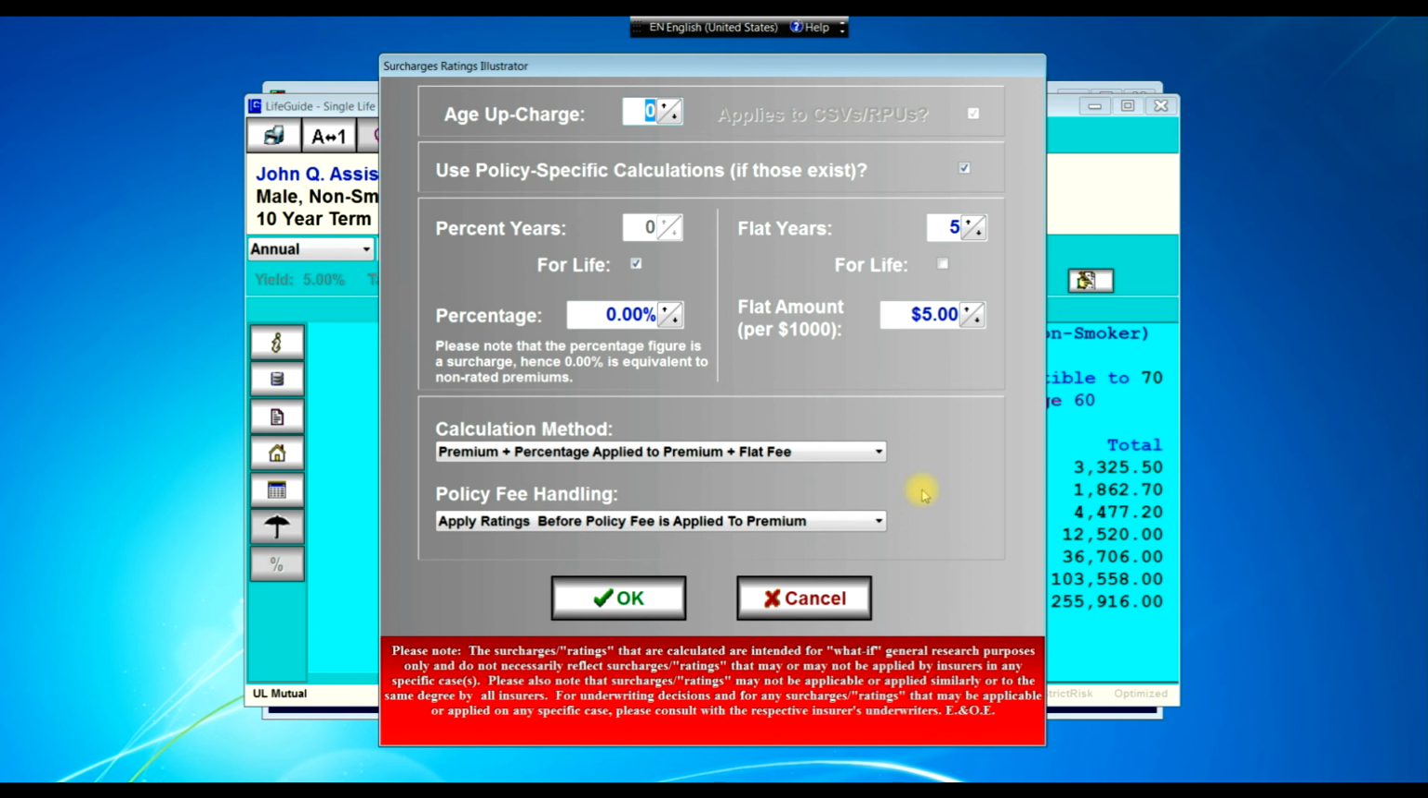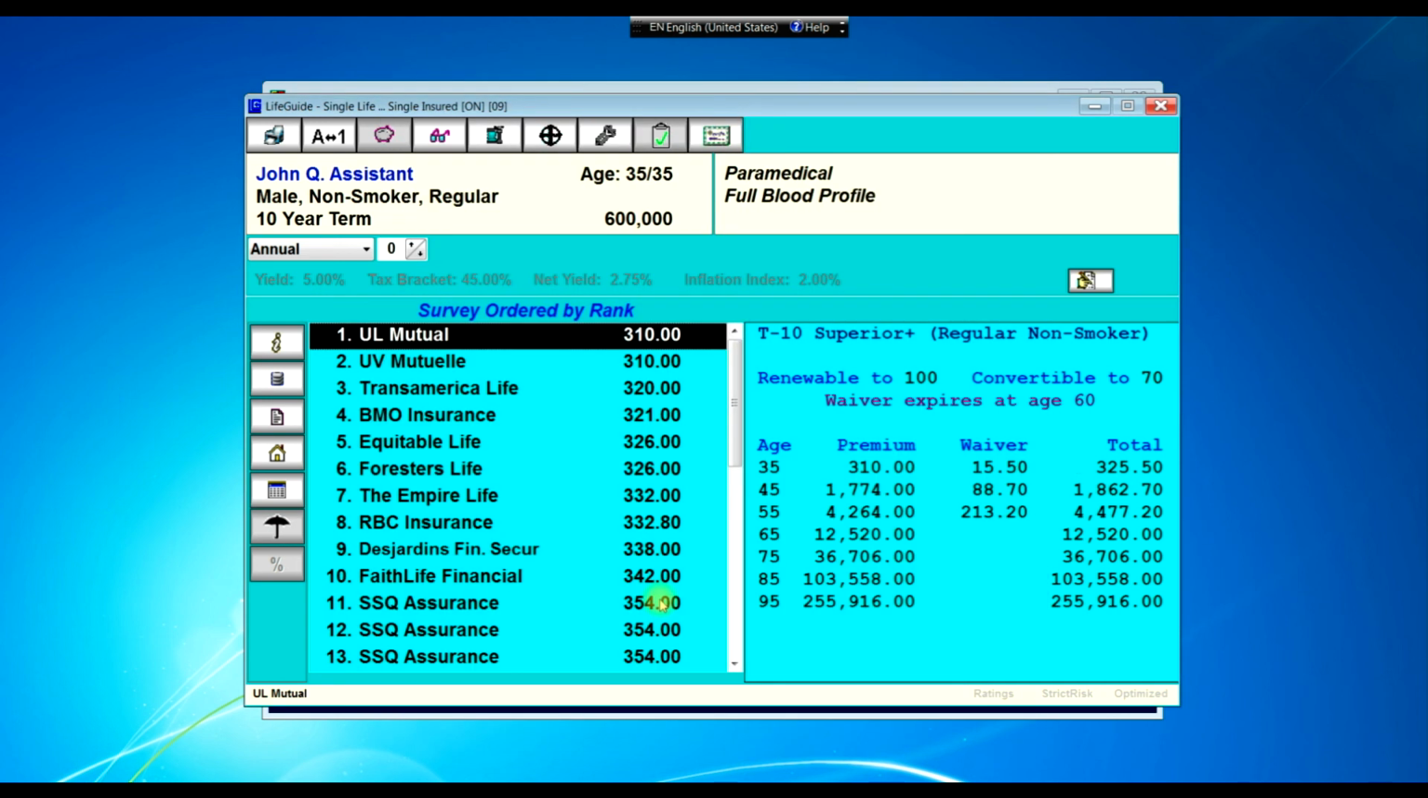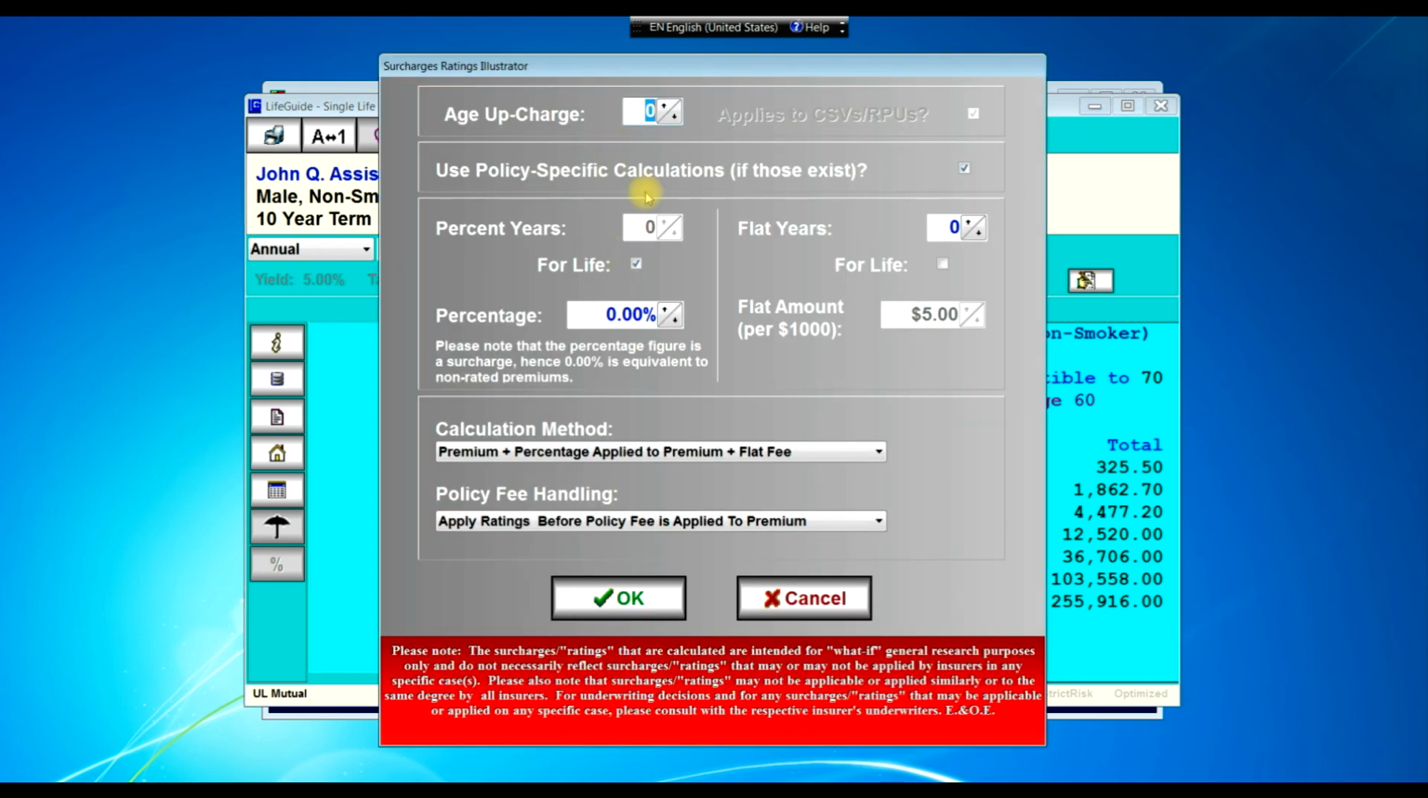So let's take a look at what would be without any ratings at all. So we'll take this down here, and this doesn't apply now because it's for 0 years, and we go OK. We see that the top one here comes out as Yield Mutual at 310. We're going to the ratings. We're going to age up by, say, 3 years. This time, 3 years. We're going to also apply a table 1 or a table A or 25%.